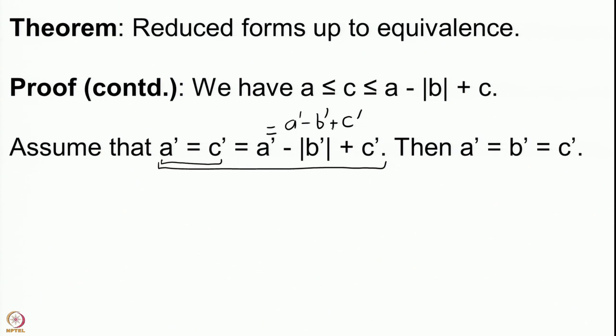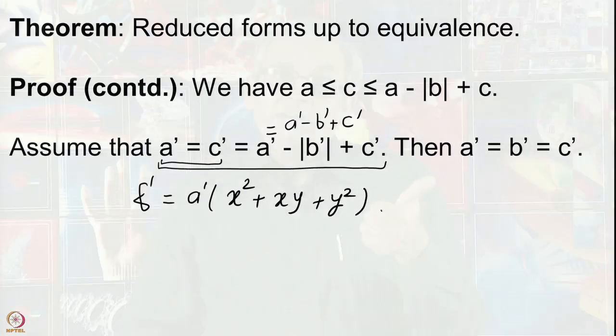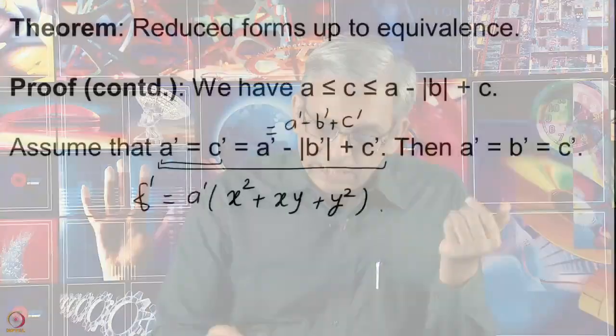Now, we come to the form where our form F prime reads A prime into x square plus xy plus y square. We know that these 3 values, A prime is equal to A. So, the values taken at F prime at the integers plus minus 1 comma 0 is equal to A. A prime is A.